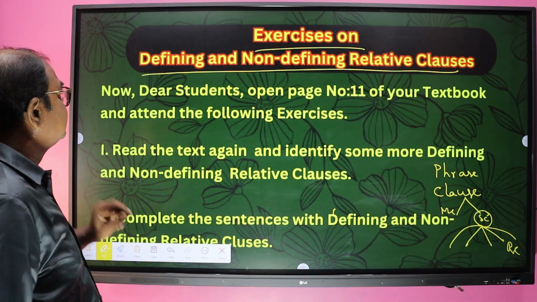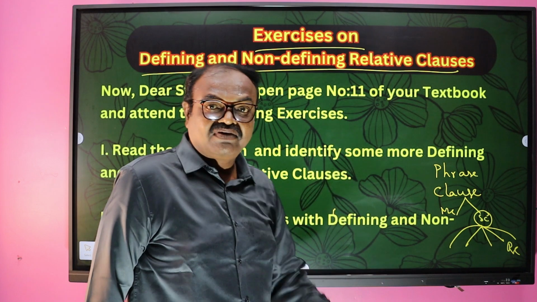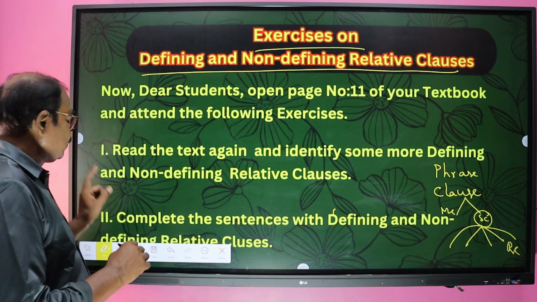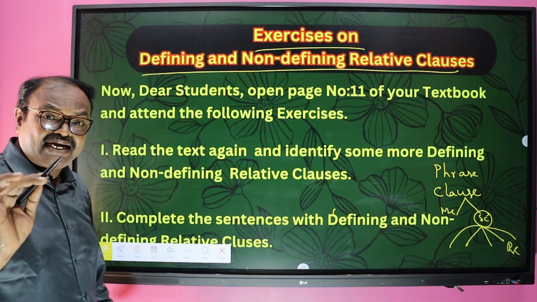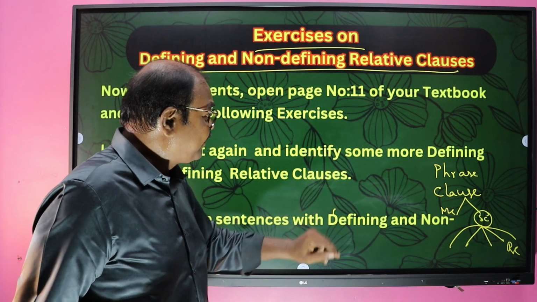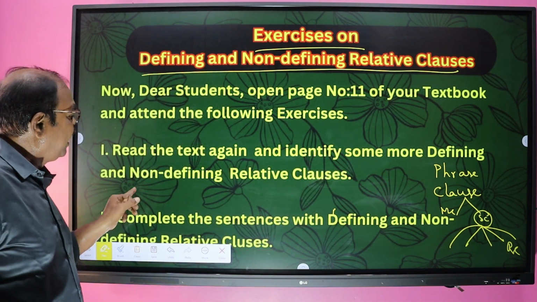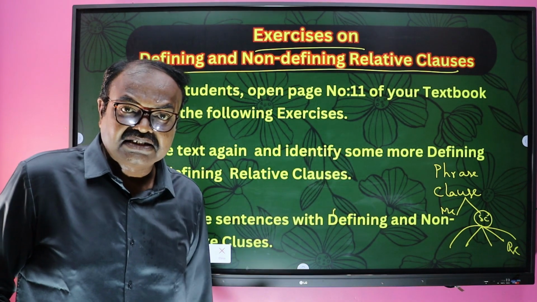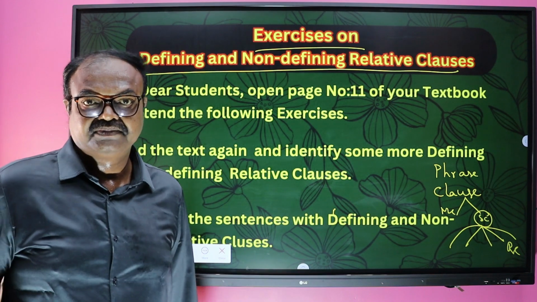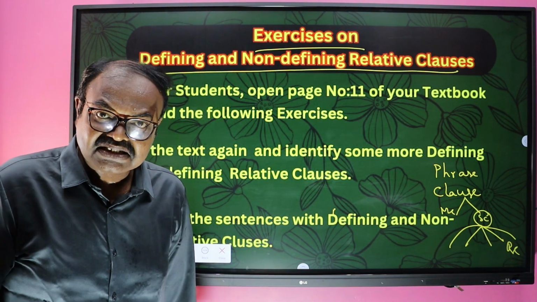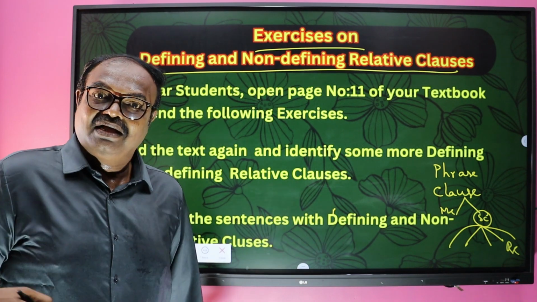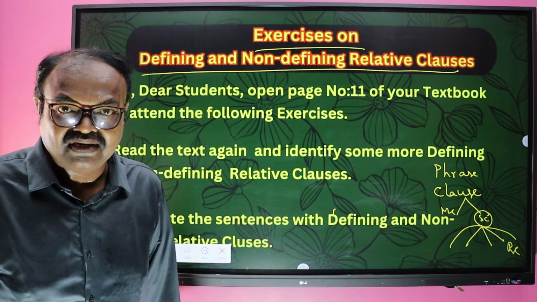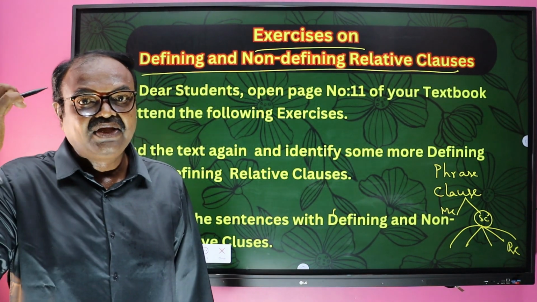Okay, dear students, see here, open page number 11 of your textbook. On page number 11, you can attempt two exercises. One exercise is to read the text again and identify some more defining and non-defining relative clauses. The shortcut method is that relative clauses start with WH words. Point number one: a non-defining relative clause is preceded by a comma and followed by a comma, otherwise preceded by a hyphen and followed by a hyphen. This is an important thing you have to remember.